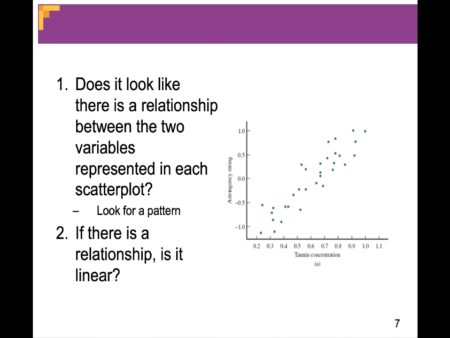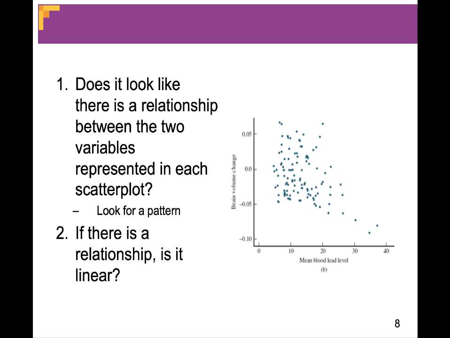We can see in this scatter plot, on the x-axis is the tannin concentration for different wines, and on the y-axis is the astringency rating that people provide for these wines. You can see that as the tannin concentration is higher, the astringency rating is also higher. And this would be a relatively linear relationship because those dots, even though they do have some variation and some spread, are forming a linear pattern.